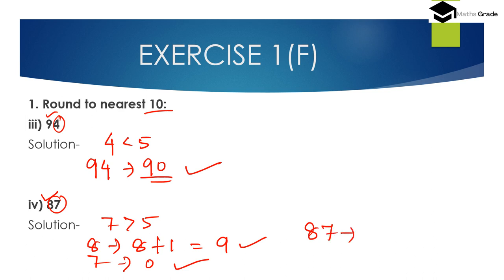87 rounded to the nearest 10 is 90. This 9 and this 0. So this is 90. So 94 rounded to the nearest 10 is 90. And 87 rounded to the nearest 10 is 90.